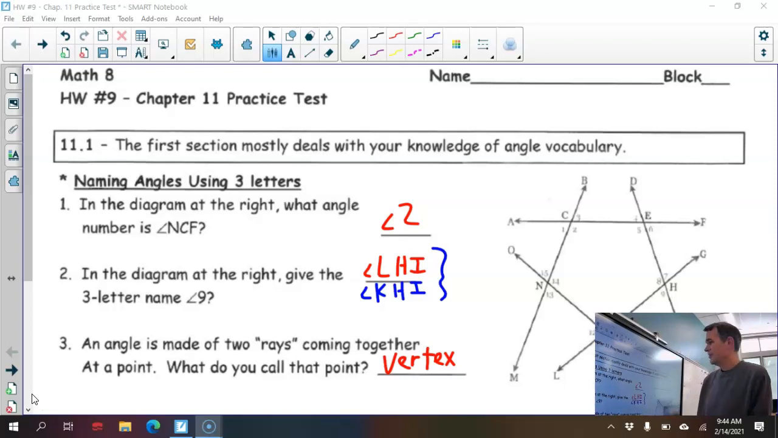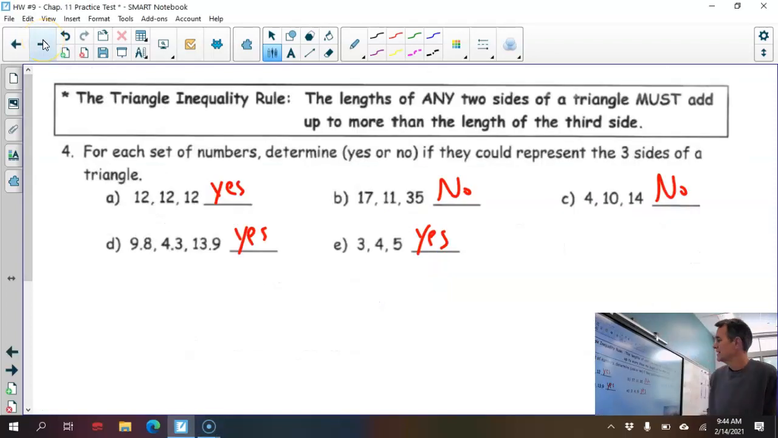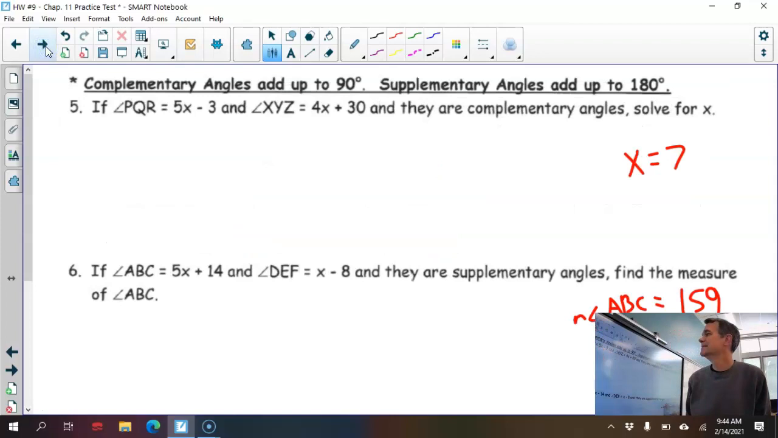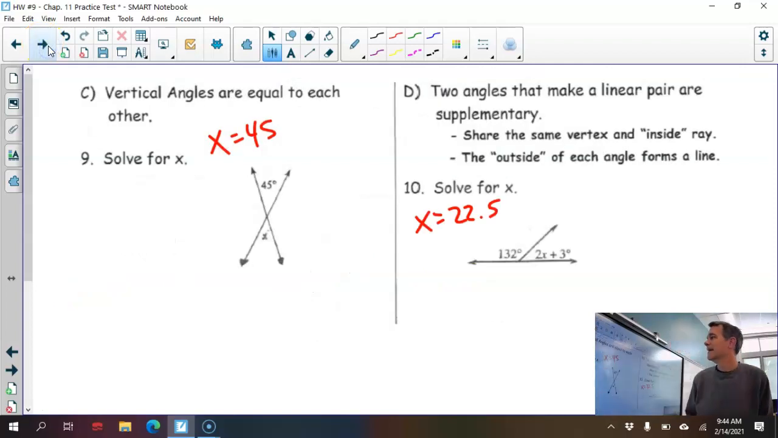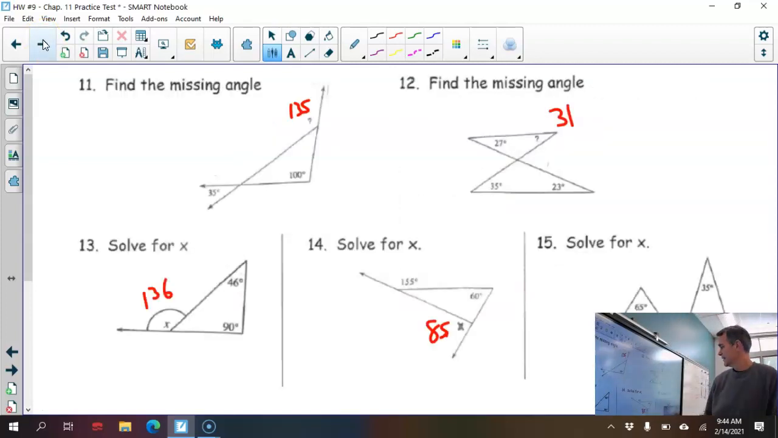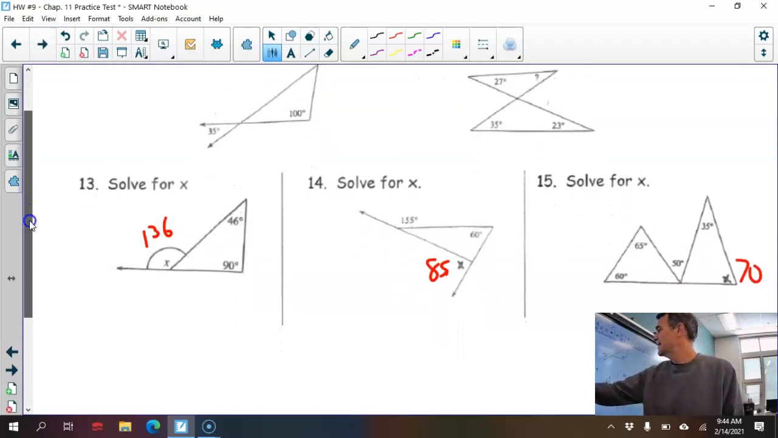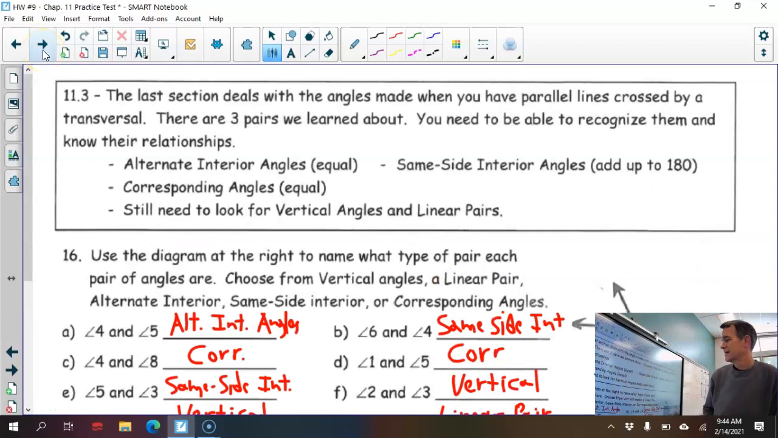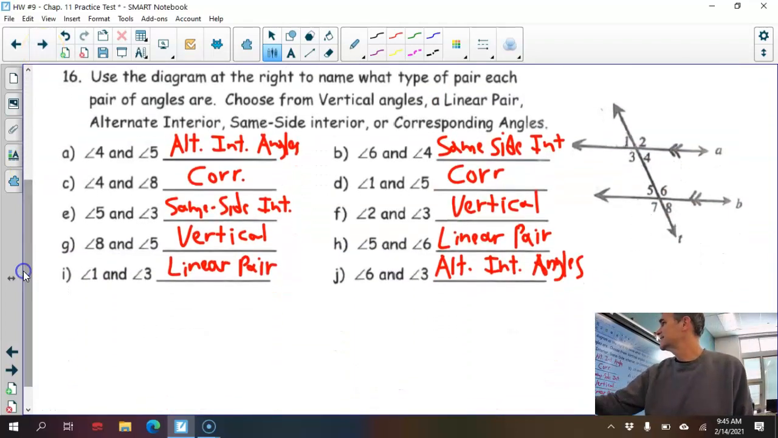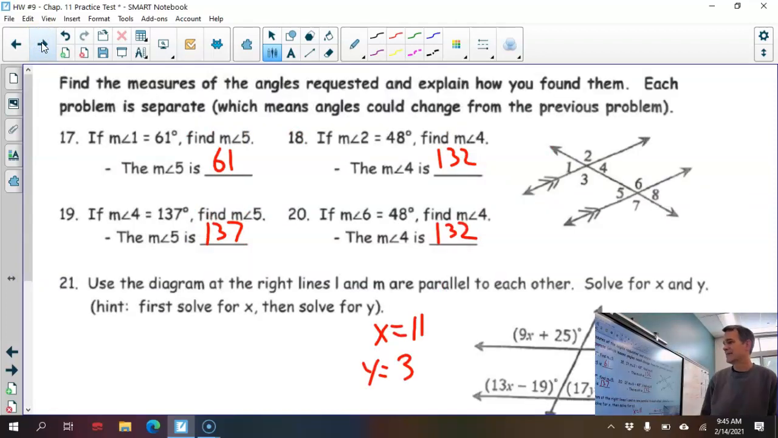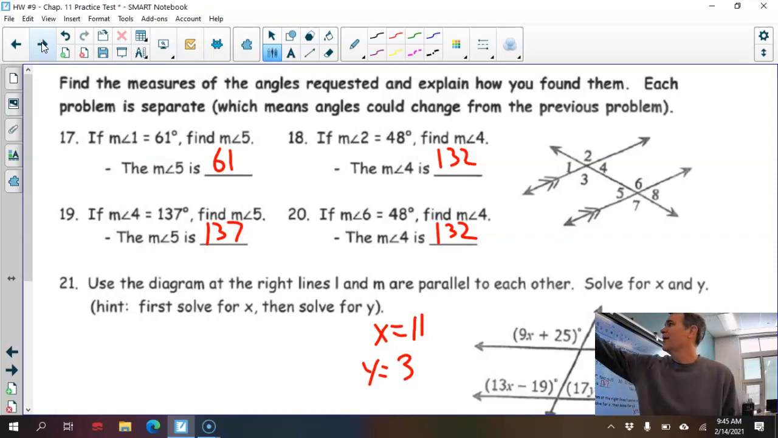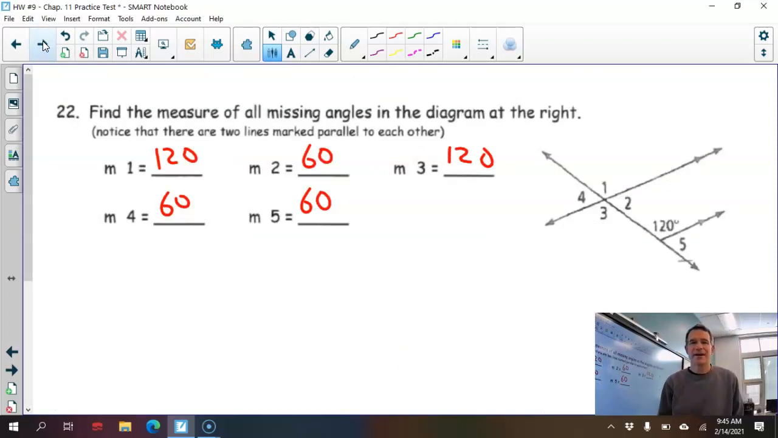And here we go. So you can see the answers to that page already. And there's the answers to that one. And you can see there. And there is number 7 and 8. And there is number 9 and 10. And there is 11 through 15. And there is number 16. And there is 17, 18, 19, 20, 21. And finally, there's 22, right?